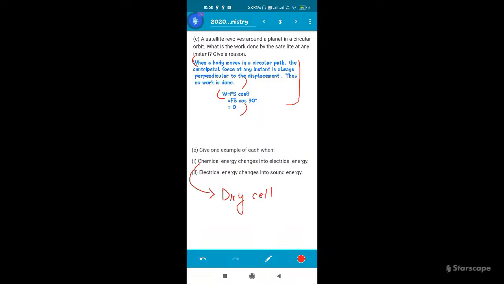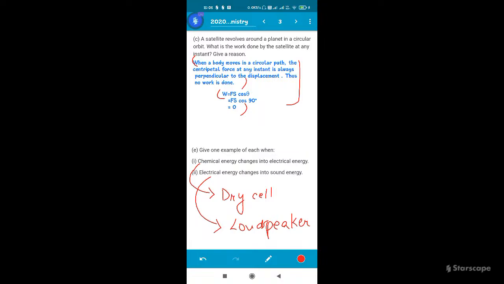And our next question is, electrical energy changes into sound energy. This is also directly from the book. The answer will be loudspeaker. You can also consider electric bell, because in an electric bell you know that as soon as we tap on the switch we can hear sound. So electrical energy is converting into sound energy. So both can be the answers here.